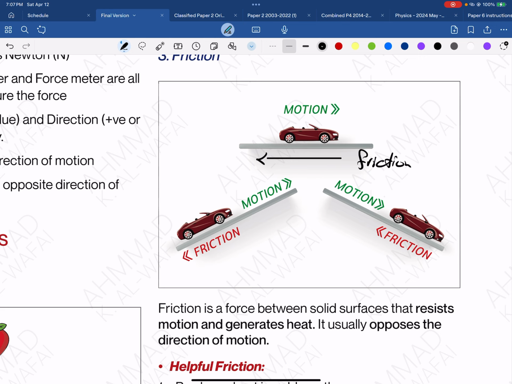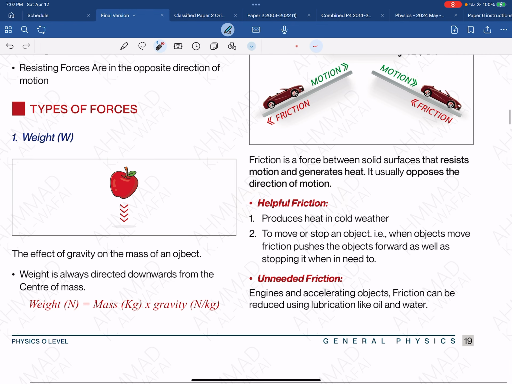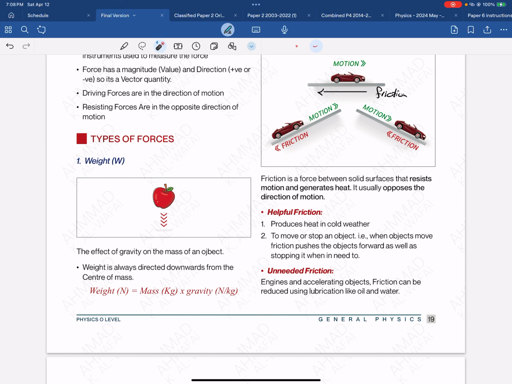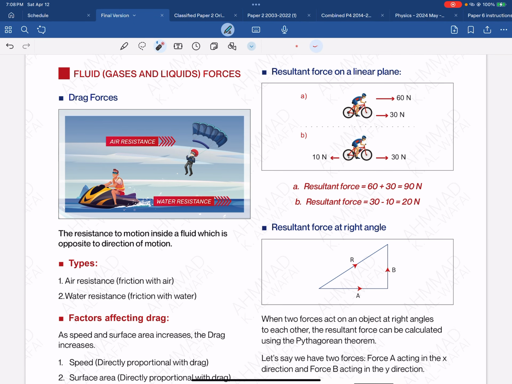Okay, excellent. Now, types of friction can differ, so there is the helpful one and there is the unneeded one. The helpful one produces heat, helps you to move, or helps you to stop basically. Unneeded friction is like in engines when you try to speed up, and any other activity where you don't really need the friction. Usually you reduce friction using some sort of lubrication like oil or water.